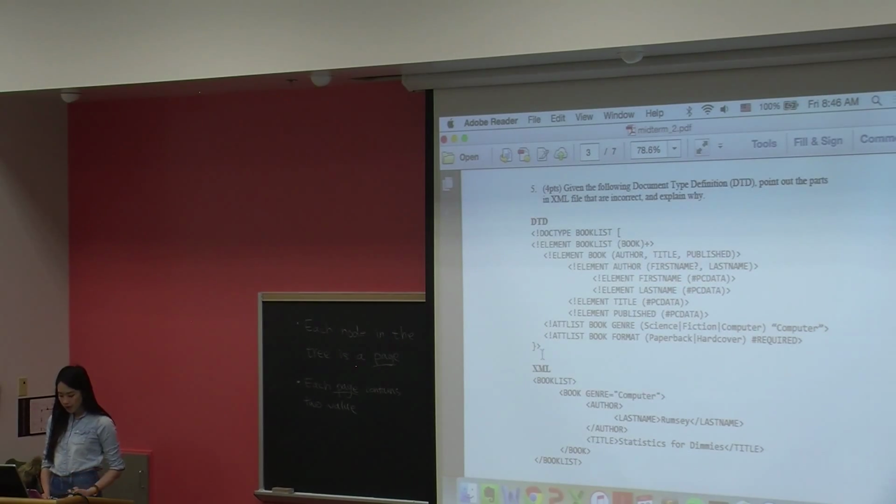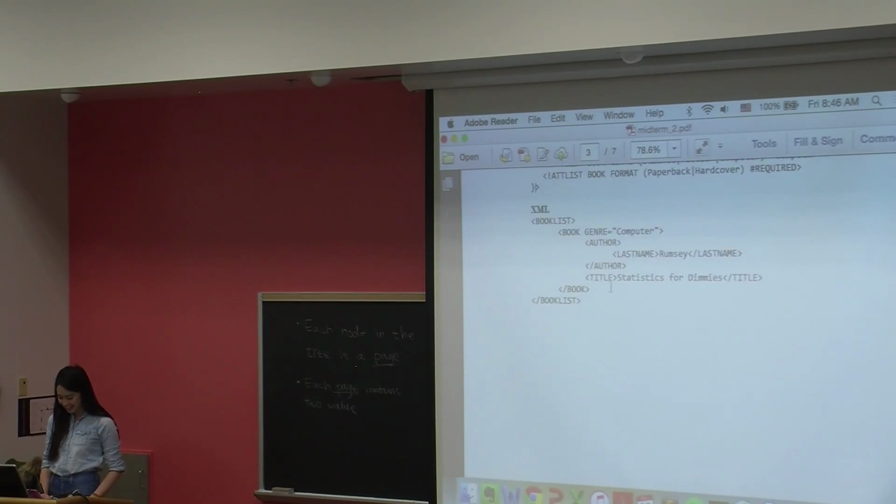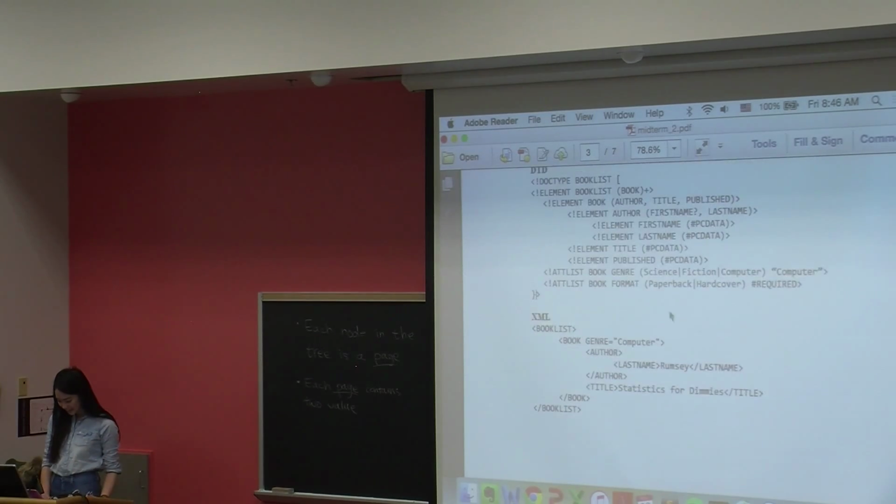Some people picked out some mistakes that are pretty funny. For the first one, the mistake I made, no one told me about it during the exam, but it's not supposed to be curly braces. It's supposed to be a bracket. Another one some people picked is Statistics for Dummies, not for dimmies. You won't get points for picking that up. I just realized when I was grading yesterday, and no one told me, but it's supposed to be for dummies.